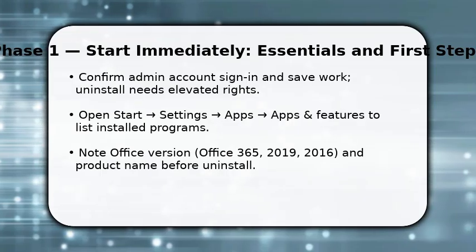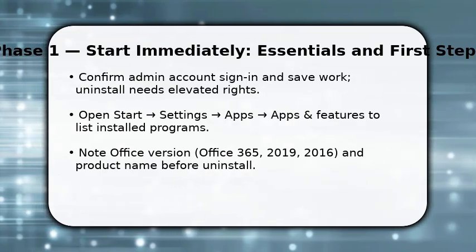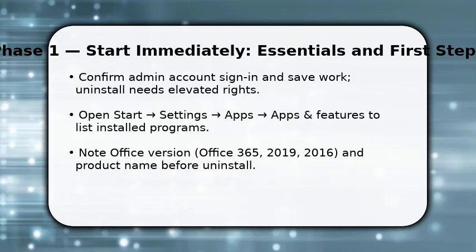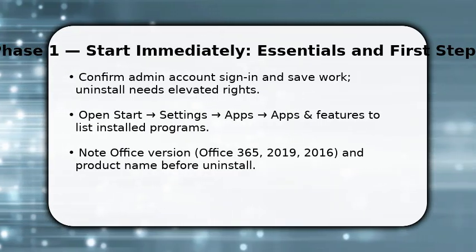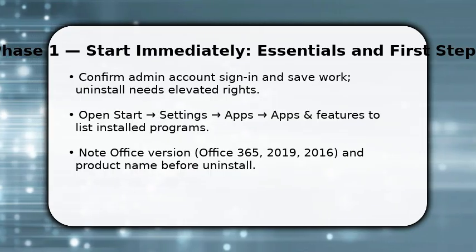Enjoy the video. You start by signing in with an administrator account. This lets you remove Office cleanly. Once done, open Start, go to Settings, then Apps, and open Apps and Features to see installed programs.